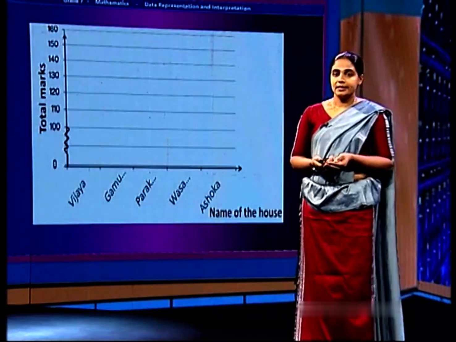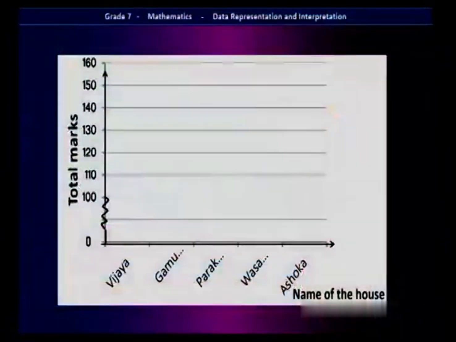Then two axes. Then the horizontal axis shows the name of the house: Vijaya, Gamunu, Parakum, Vasamba and Ashoka. Then total marks are shown by the other axis.